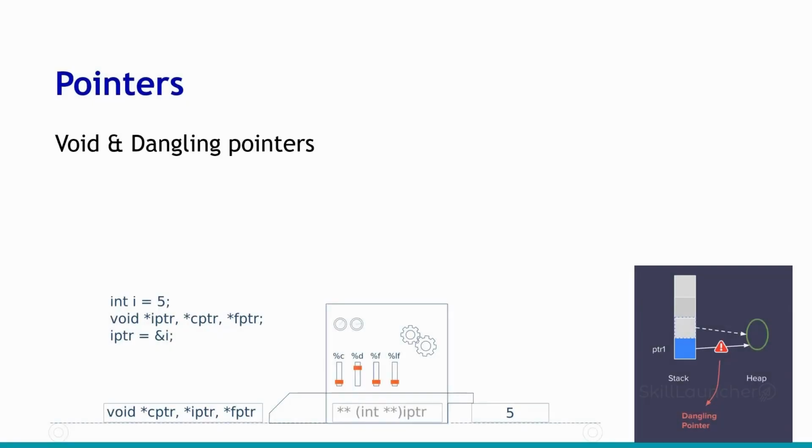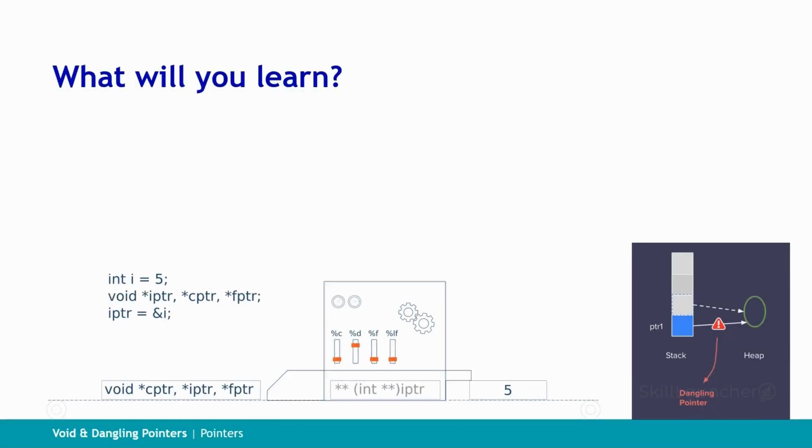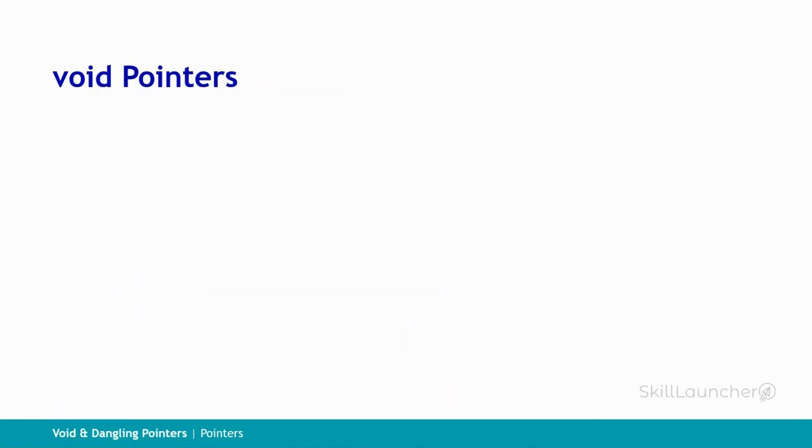Here's the lesson for void and dangling pointers. In this lesson, we will be learning two special types of pointers. First, a void pointer, and second, a dangling pointer. So let us start with void pointers.